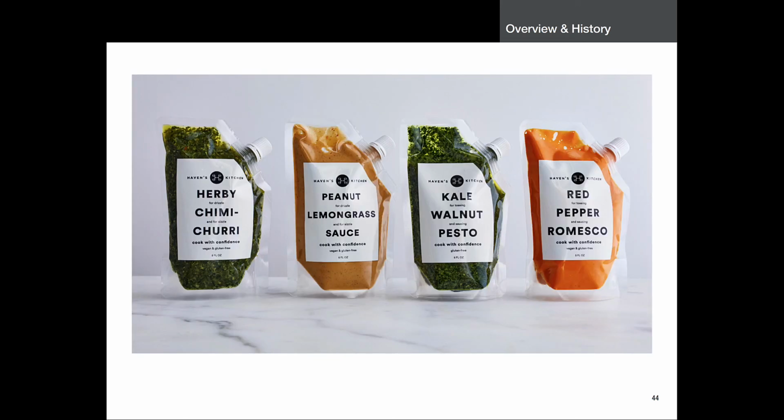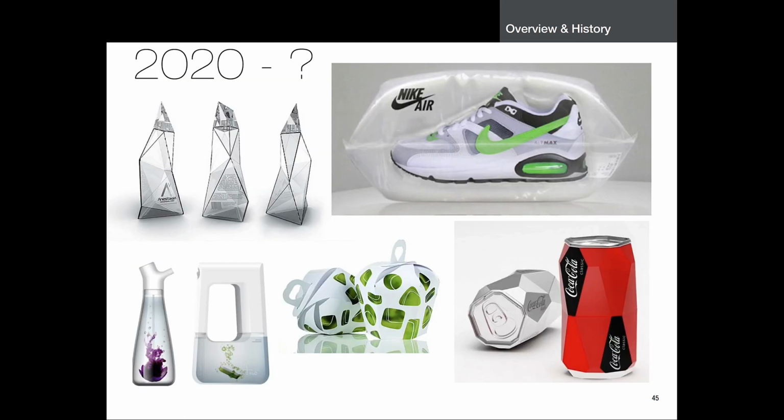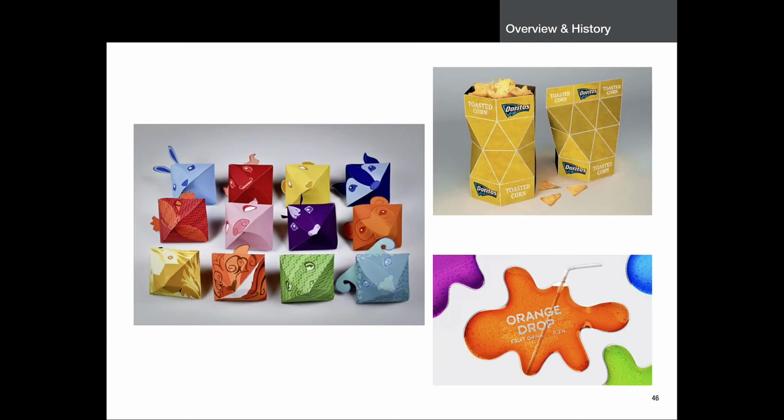And then here's some other more interesting modern packaging. We're going to talk about current trends in another lecture. But what does the future hold? Here's some prototypes for different packaging for the future. I particularly like the inflatable Nike packaging. I hope that actually comes to pass. You never know. We will see.